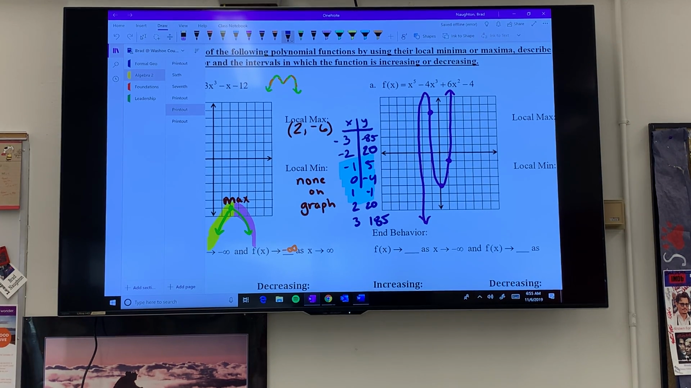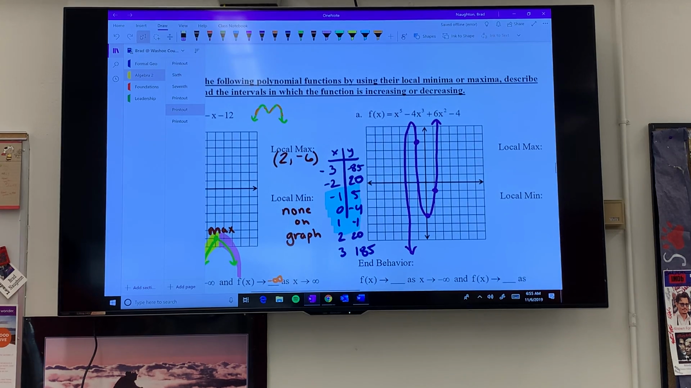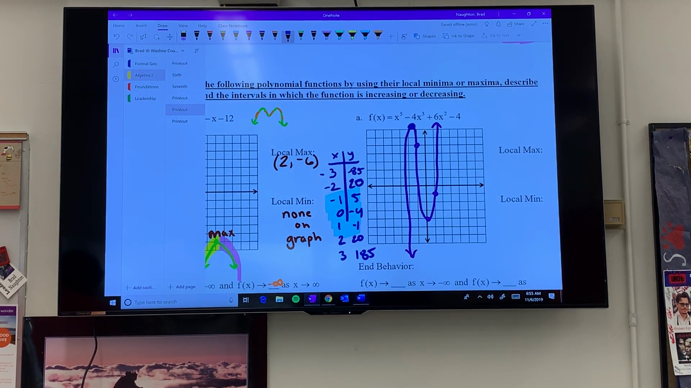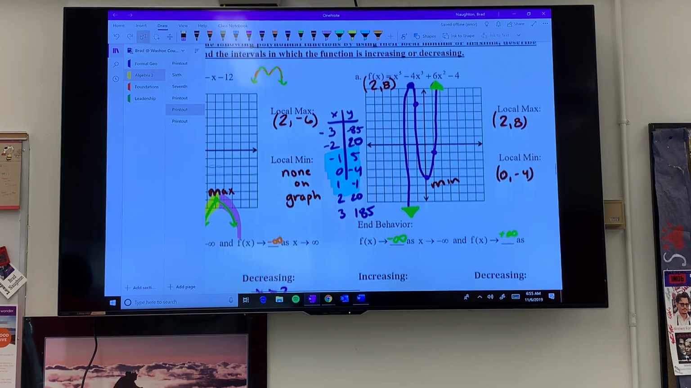So local max is gonna be this one right here. And I'm gonna speculate that if I look at that, that's gonna go ahead and be somewhere around 2, 8. So I'm gonna say my local max is 2, 8. Now my local min I actually know, which is nice, that's 0, -4. So let's do our end behavior. So my left arrow is going down, so -infinity. My right arrow is going up, and that's gonna be +infinity, so we're good there.